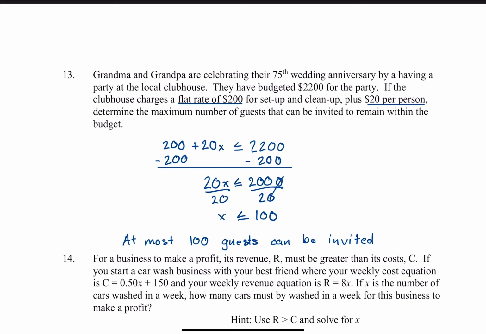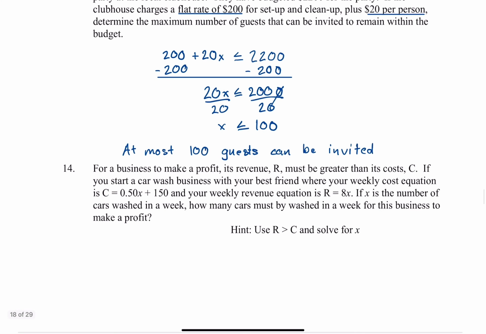All right. In the case of number 14, we have a business. For a business to make a profit, its revenue must be greater than its cost. So again, revenue is just how much you make, and cost is the expense to actually run the business.